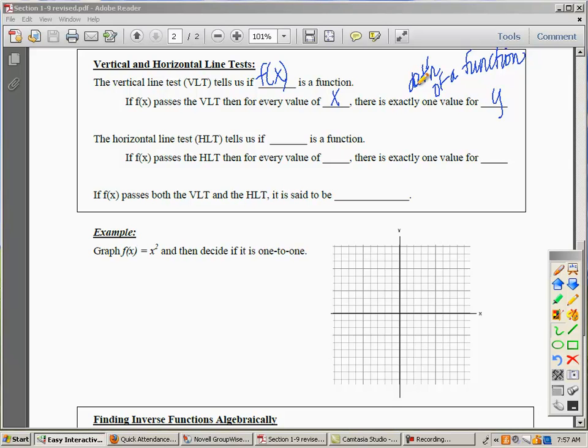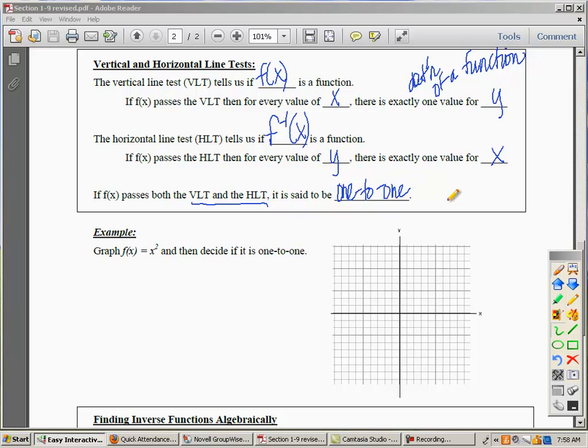Okay? The horizontal line test will tell us if the inverse is a function. And it's the same idea. Basically, can you draw a horizontal line? And if so, then for every y, there is one x. And again, then you'll have the inverse be a function. If it can pass both VLT and HLT, we call this 1 to 1.